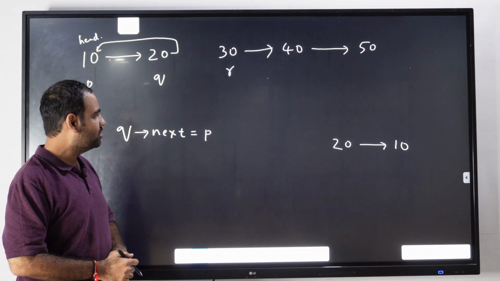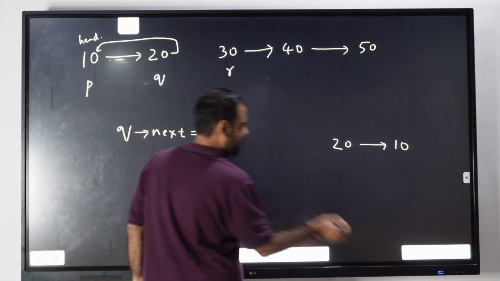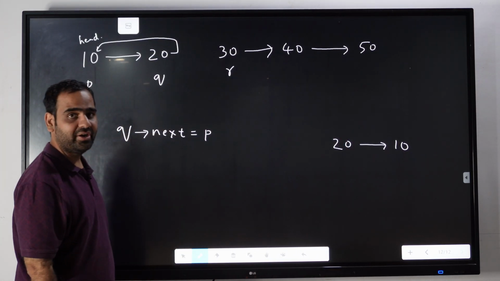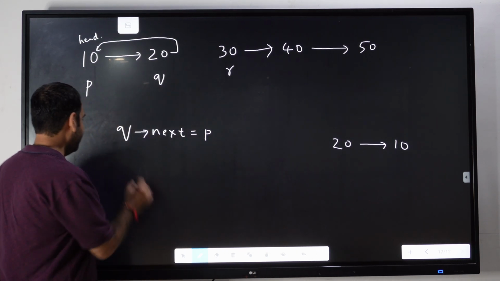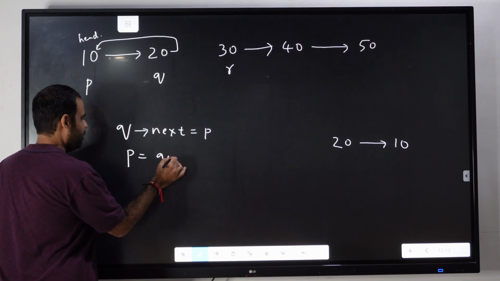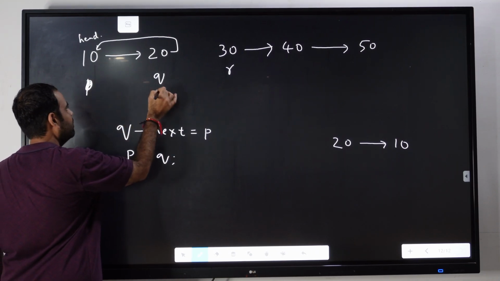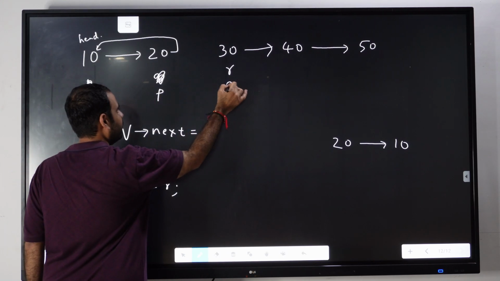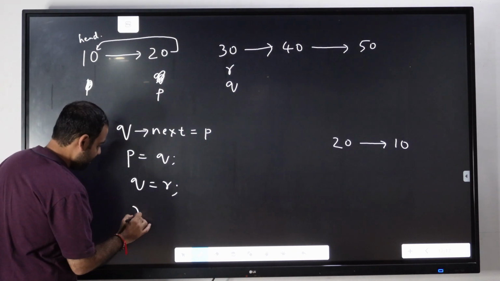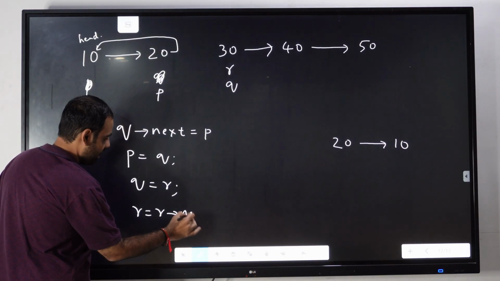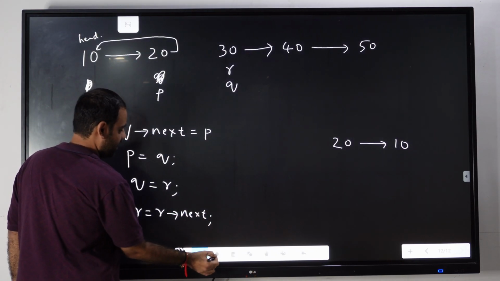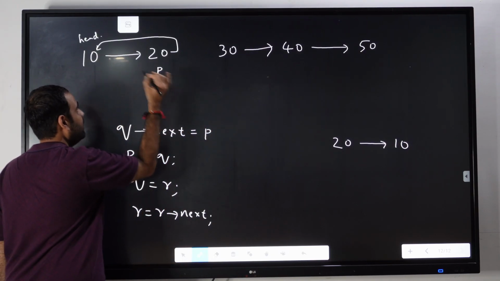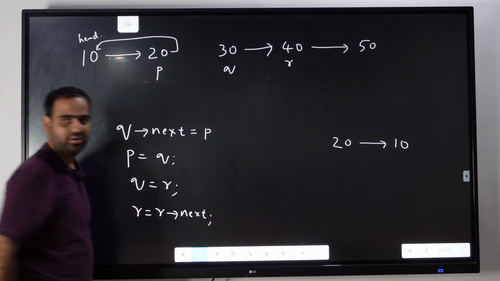Now, after we store R to 30, what do we need? We need 30 to point to 20. Therefore, we move the pointers ahead. And how do we move the pointers ahead? We say P is equal to Q. That means P from here will come to this point. We say Q is equal to R. Q from this point will go over here and you make R point to the next node: R is equal to R arrow next. Now, how will the memory look like? This is P, this is Q and this is R.